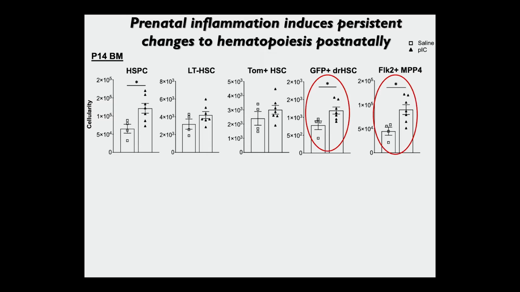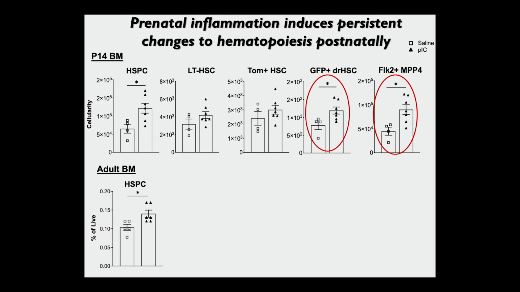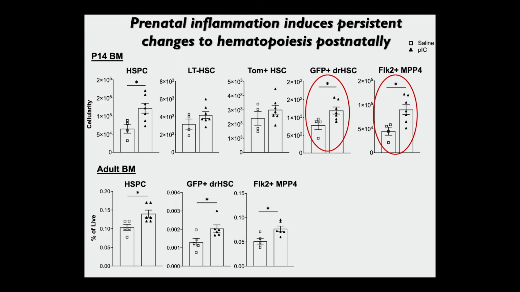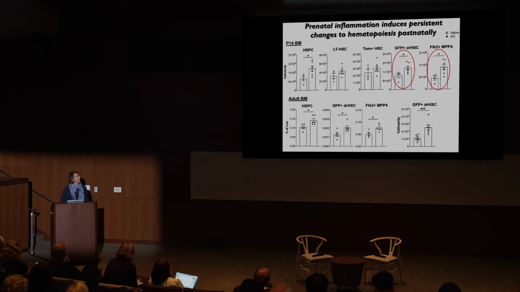This was sustained out into the adult bone marrow, where we saw sustained expansion of the HSPC by frequency, GFP-positive DRHSCs, and lymphoid-biased FLIC2-positive MPP4s. The only difference that was significant by absolute cellularity was the GFP-positive DRHSC, which was significantly expanded. Now, how does this relate back to changes at the immune level?